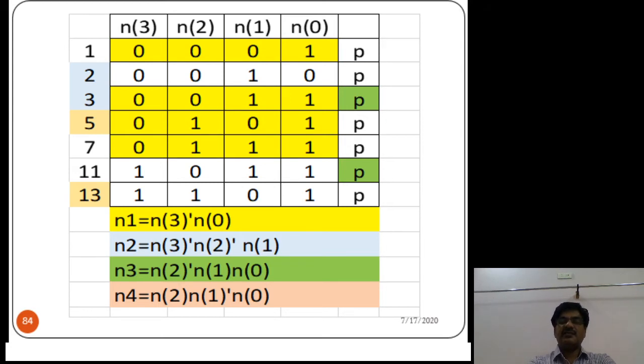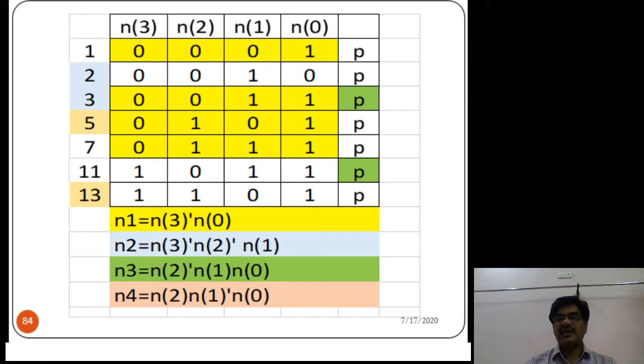The corresponding binary numbers are also represented. After comparing the different prime numbers, I have written four Boolean equations by observing all these prime numbers. If you observe the prime numbers shaded in yellow color, if n of 3 is 0 and n of 1 is 1, n of 0 is 1, whatever the in-between bits, that is a prime number.